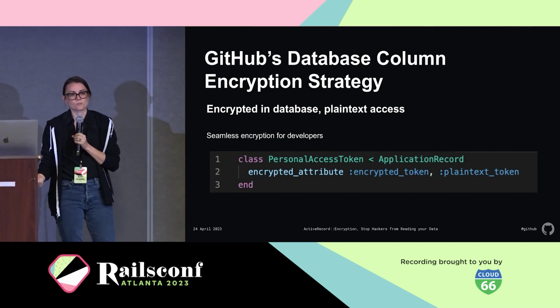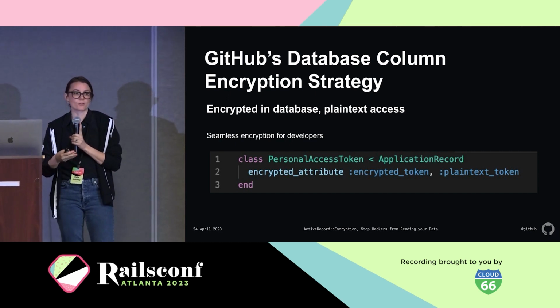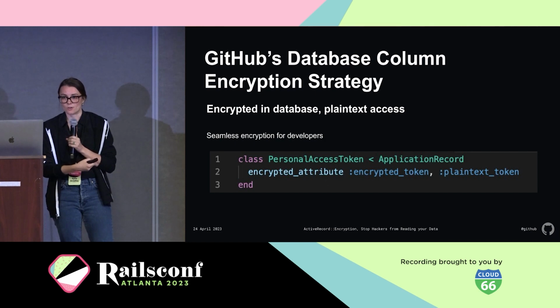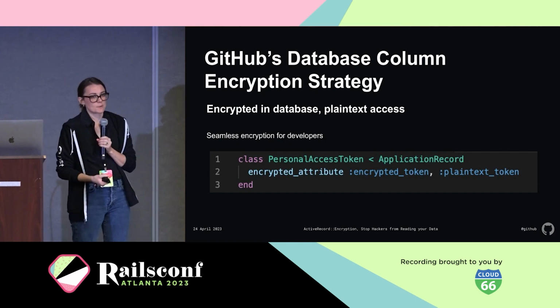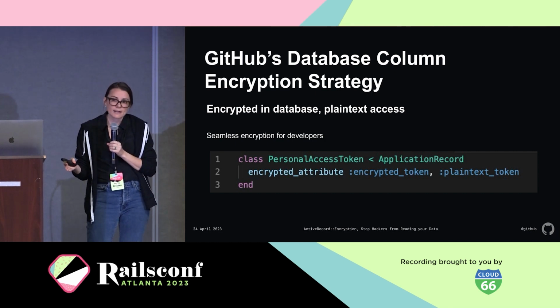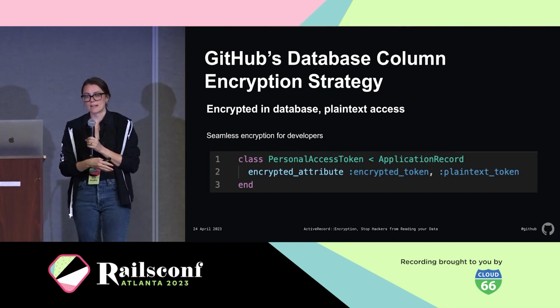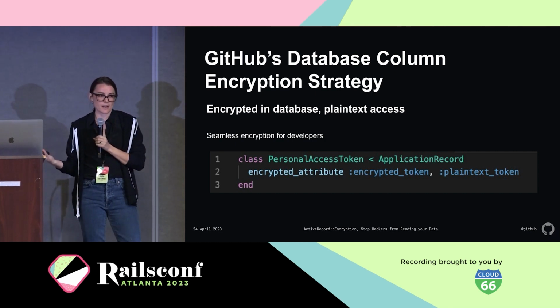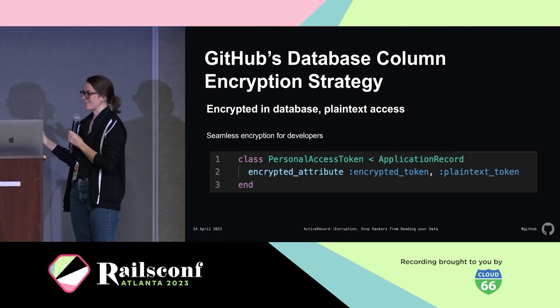Then they need to indicate a name for their plaintext successor. So here that's called plaintext token. And it's a pretty easy access pattern. And if you have read about ActiveRecord encryption or you were looking at the last slide, you'll see it's actually a pretty similar API. So, I mean, great minds think alike, right?